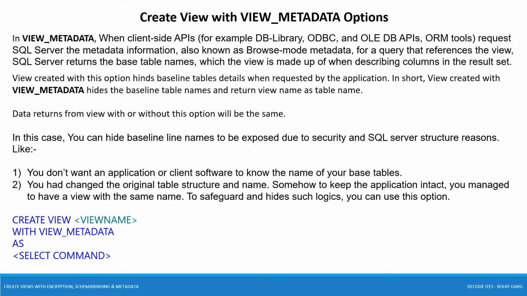Create view with view metadata option. In view metadata, when client-side APIs like DB-Library, ODBC, OLE DB, or ORM tools request metadata information from SQL Server, also known as browse mode metadata, for a query that references the view, SQL Server returns the base table name which the view is made up of when describing columns in the result set. A view created with this option hides baseline table details when requested by the application. In short, a view created with view metadata hides the baseline table names and returns the view name as the table.